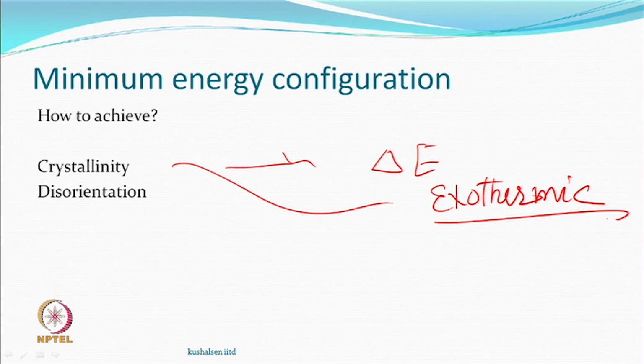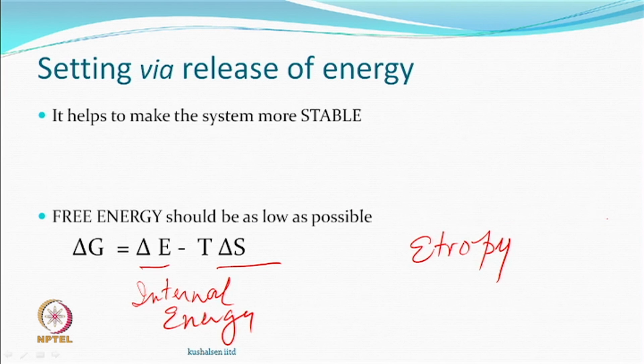So, this process is exothermic. That means, whenever you facilitate crystallization, then energy will go down, delta E will go down, it will become negative. Is that right? And if we go above, what it means is, if this is negative, it is helping the delta G also to go towards the negative.